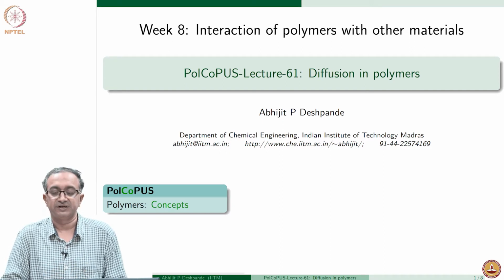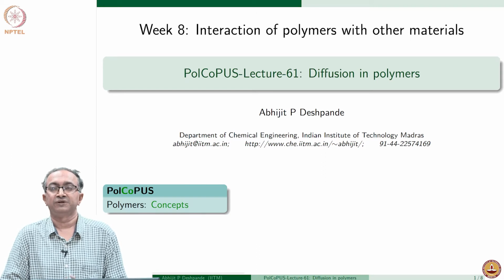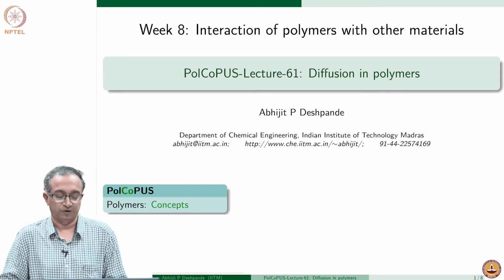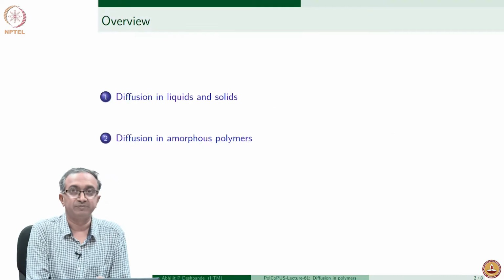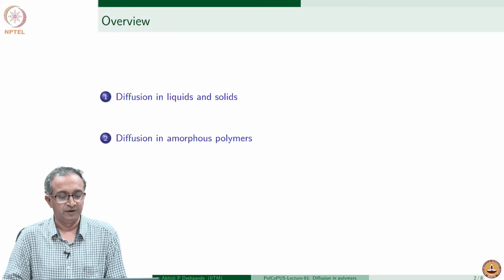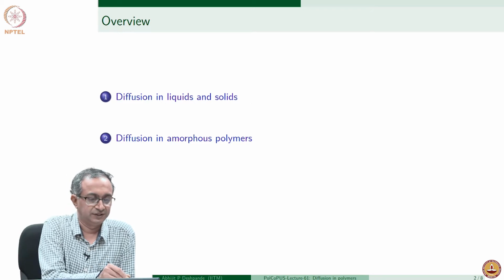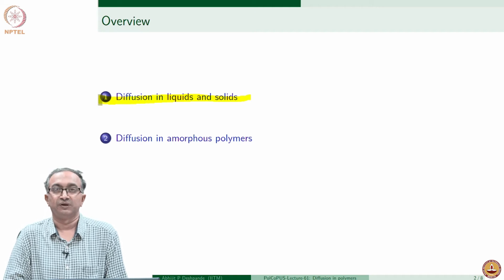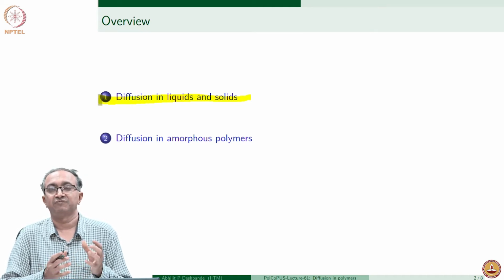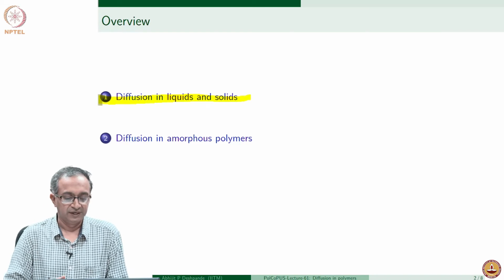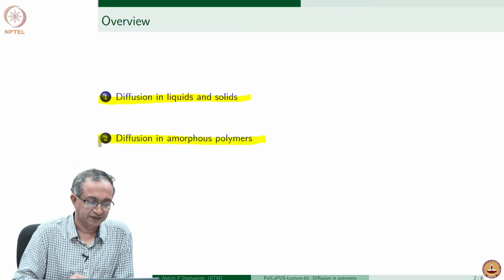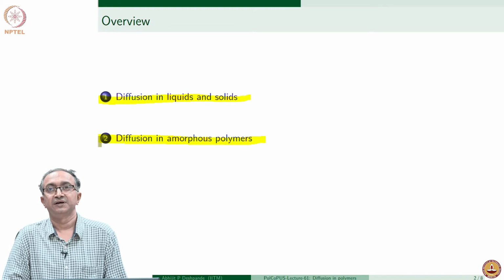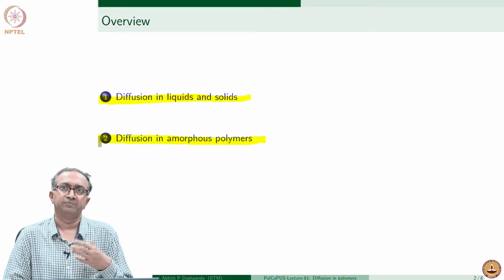And in this particular lecture, we will look at the phenomenon of diffusion in macromolecular systems. And the focus will remain on the conceptual framework. So, we will first review diffusion as it happens in liquids and solids, because macromolecular systems have behavior which is similar to both. And we will finish the lecture by looking at diffusion in amorphous polymers, and will end by posing questions related to how the diffusion might be in the case of semicrystalline polymers.